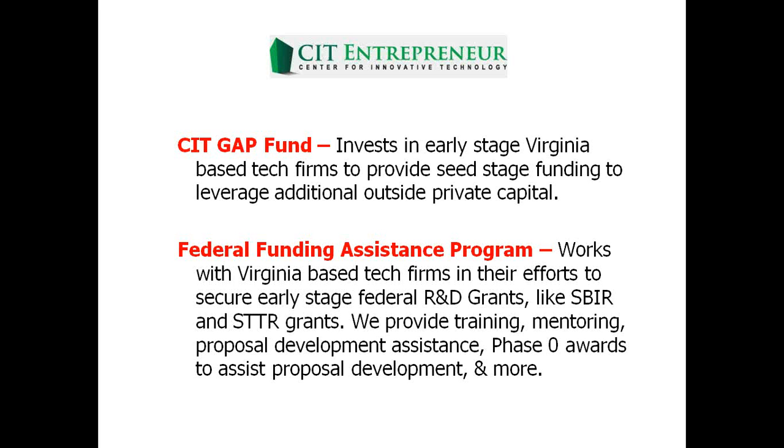However, we certainly allow and invite other companies from outside of the Commonwealth to attend our workshops and training and things like today's webinar. Our GAP fund is an investment seed fund that invests in early-stage Virginia-based tech firms, and it provides a seed stage fund to leverage additional outside private capital. It typically provides up to about $100,000 investment to help a company do a lot of what the SBIR program can do, but probably a little bit further down the line to help vet out additional risk so that the likelihood for additional follow-on venture capital is more likely.